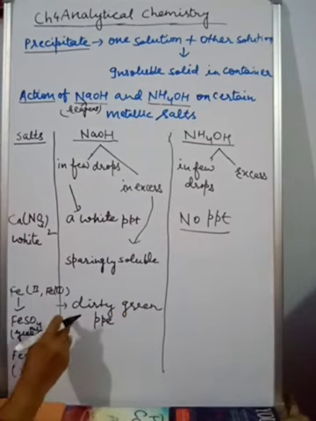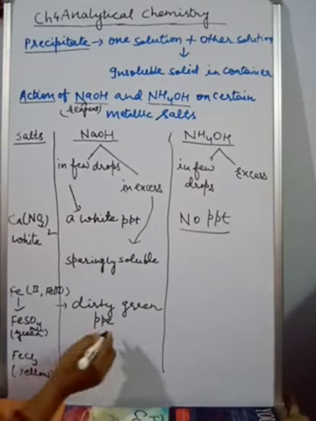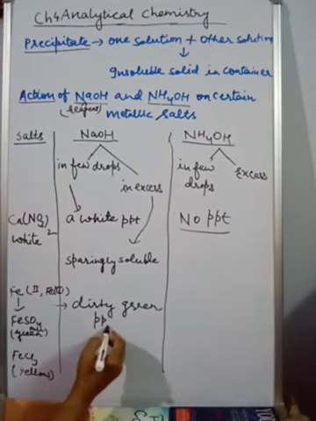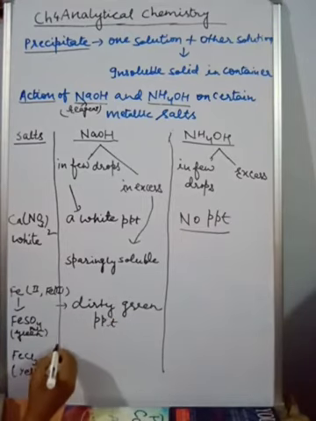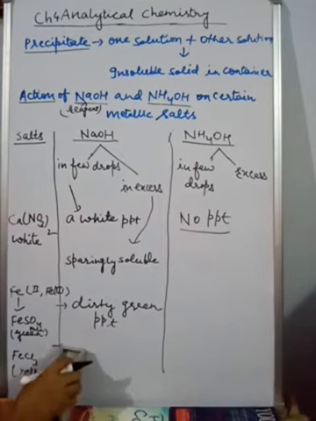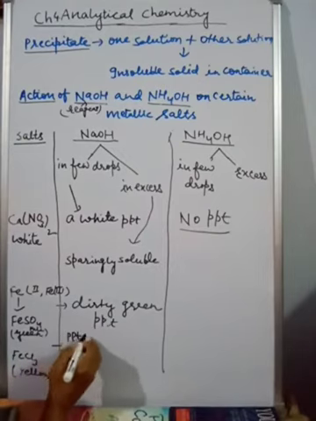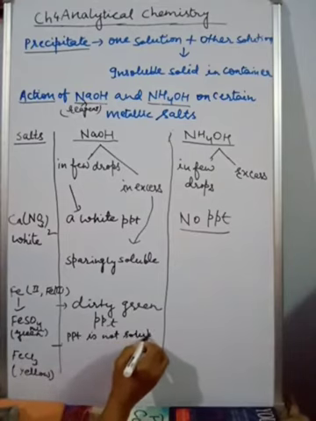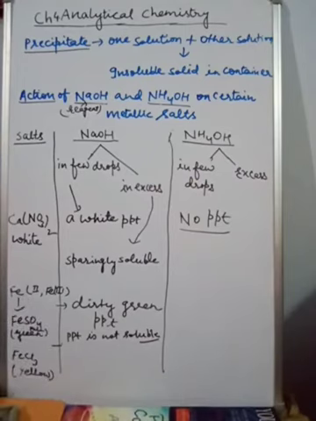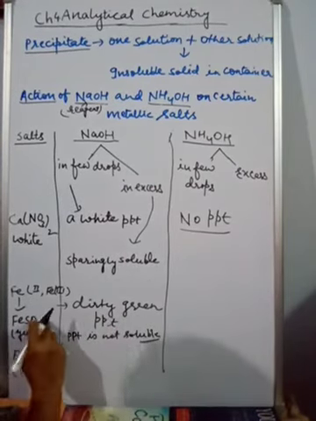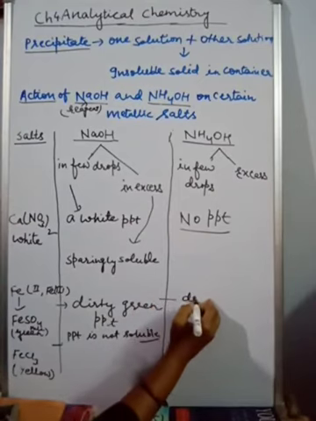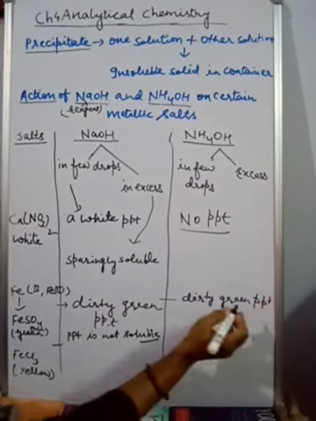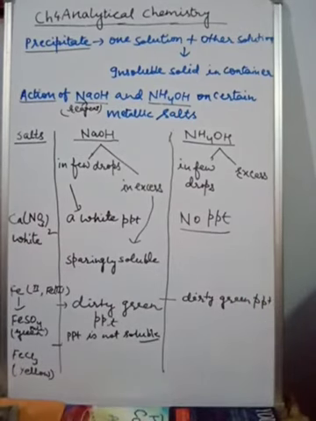This dirty green precipitate forms in case of a few drops. Again, you are going to add excess, and when you add it in excess, the precipitate is not soluble. The precipitate remains as precipitate. Now just think about ammonium hydroxide. Here also you will get a dirty green PPT, which remains as precipitate even in excess quantity.